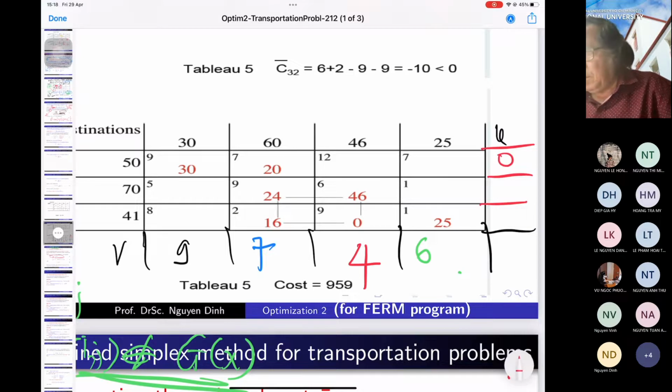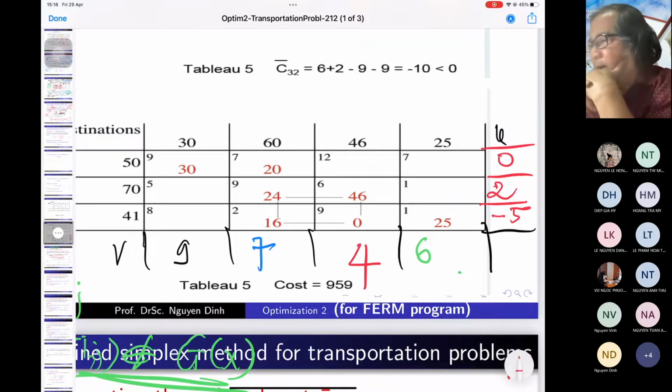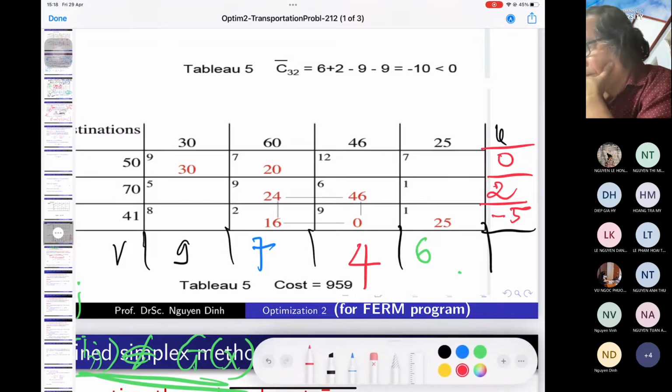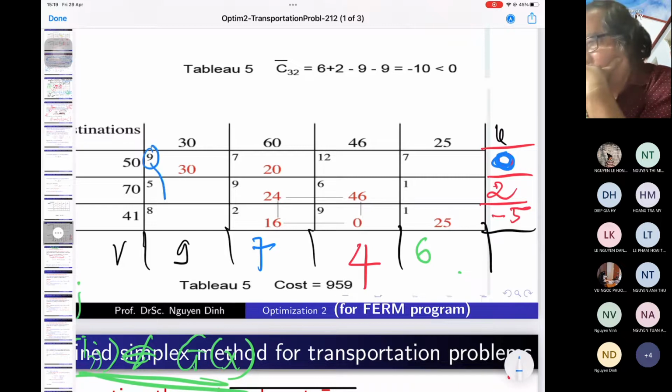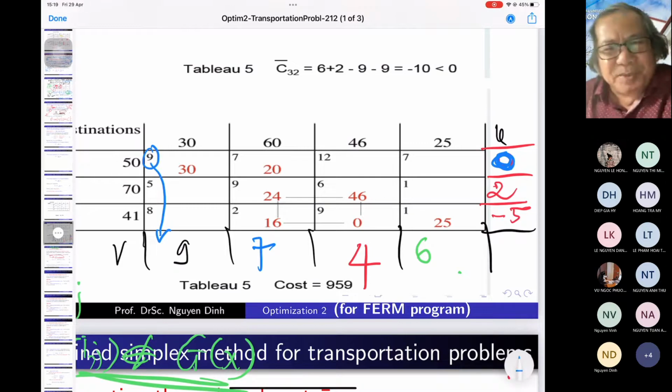0, and it is 2, and minus 5 here, ui vj, like this. And you know that we put u, for example, we put u1 is 0 first. Is that okay? And then from this one you find out it is 9. Okay, and then you continue like this.